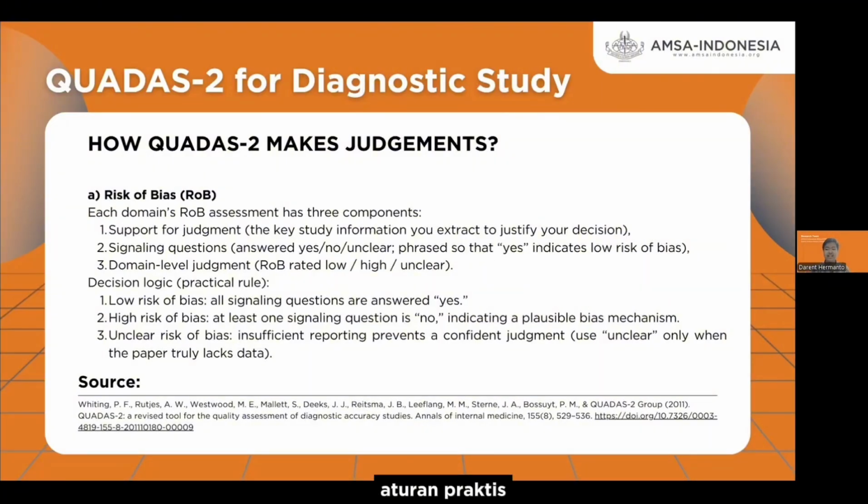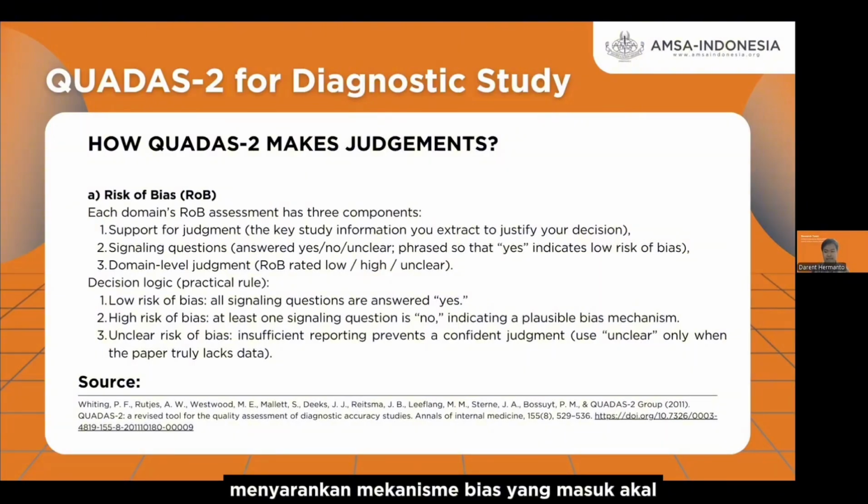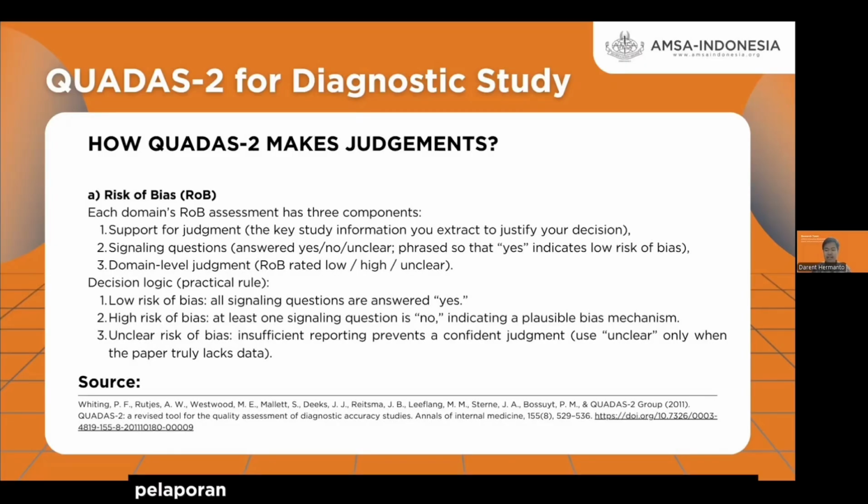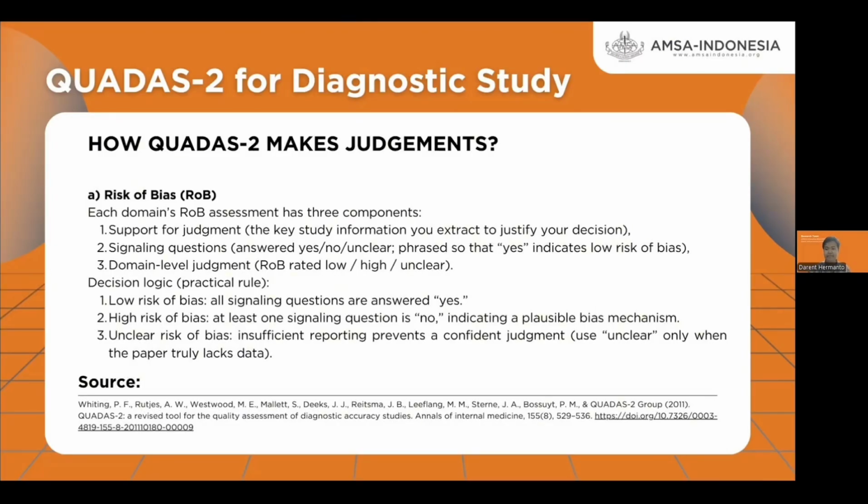The practical rule for making a decision is straightforward. A domain is rated low risk if all signaling questions are answered yes. It is rated high risk if at least one question is answered no, suggesting a plausible bias mechanism. An unclear risk rating is reserved for instances where insufficient reporting in the paper prevents a confident judgment.